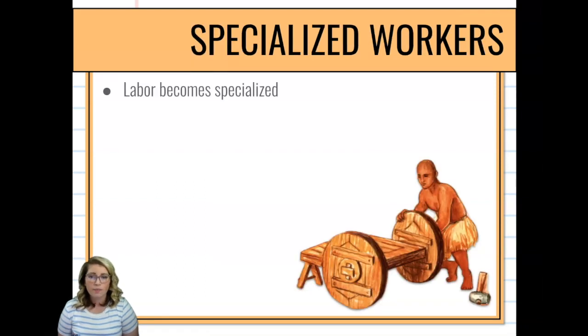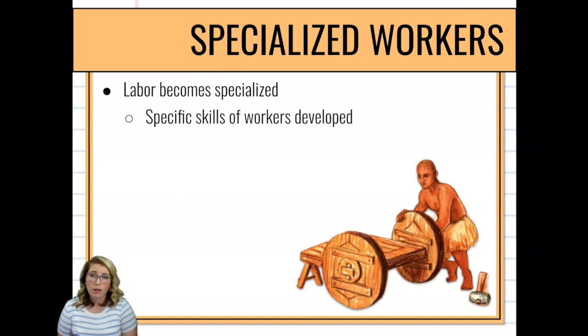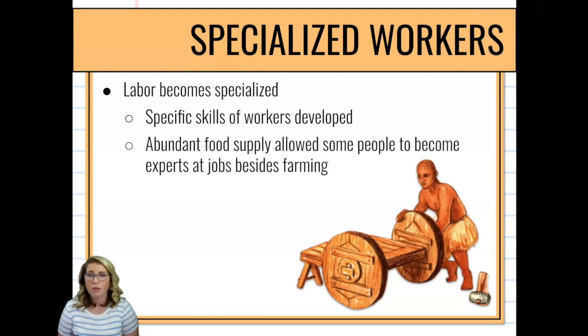Specialized workers. Labor starts to become specialized. Again, we moved away from the idea of everyone hunting or gathering. Yes, I guess that technically is a little bit of a specialization, but now we're starting to see with food surpluses, as I said before, people can specialize their skills because not everybody has to help out with farming and food production. Now specific skills of these workers are being developed.